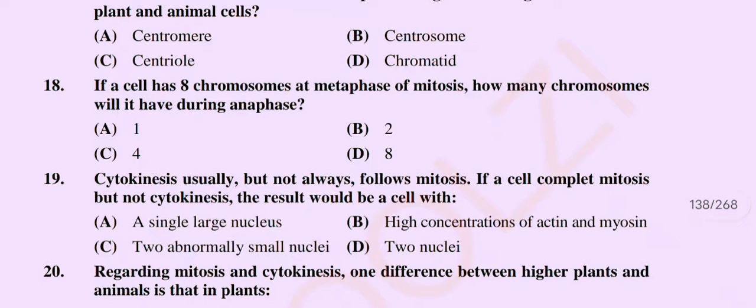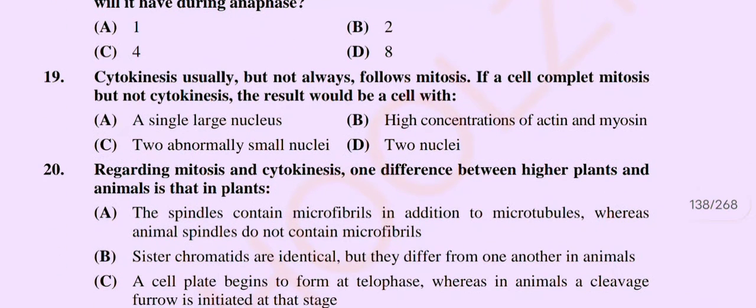Question number 18. If a cell has 8 chromosomes at the metaphase of mitosis, how many chromosomes will it have during anaphase? Option A, 1; option B, 2; option C, 4; option D, 8. So the correct option is option D, 8.